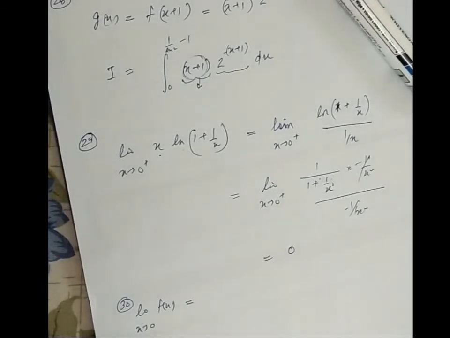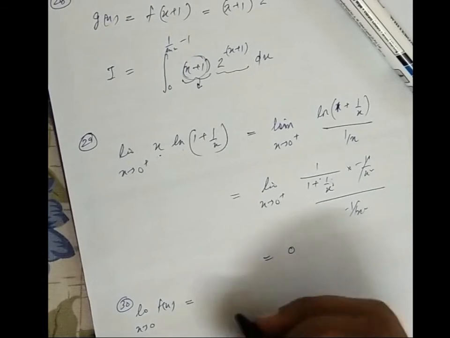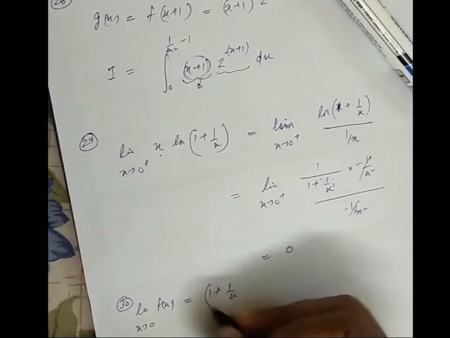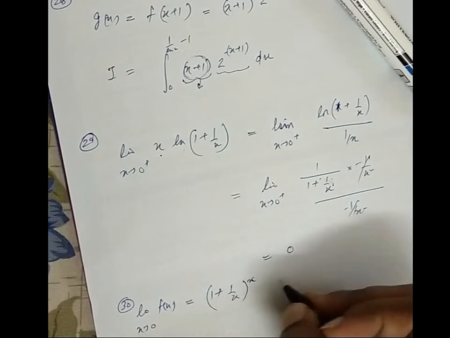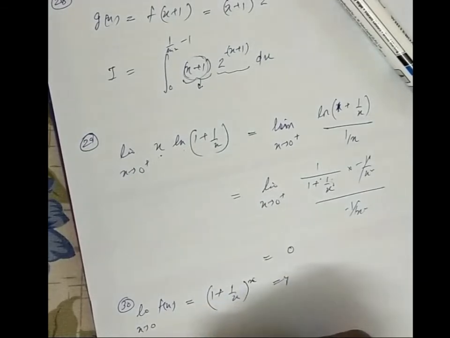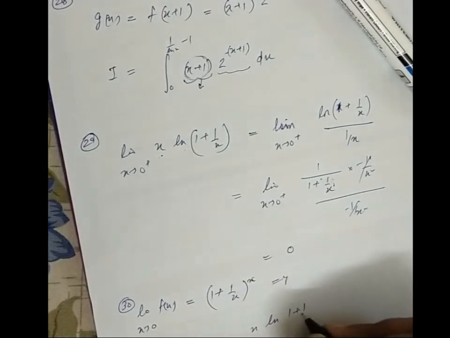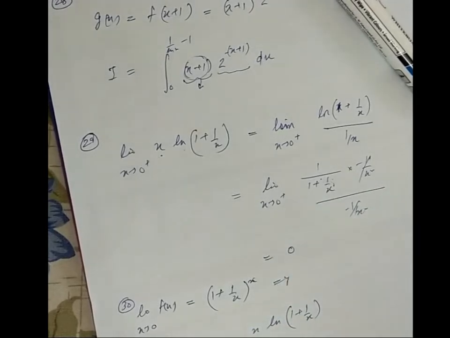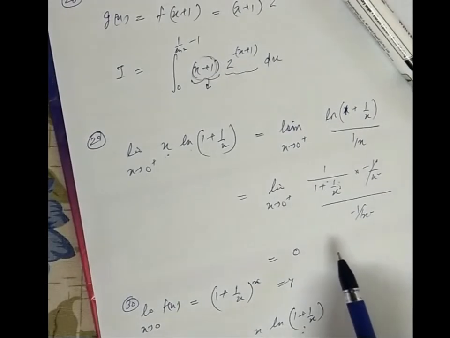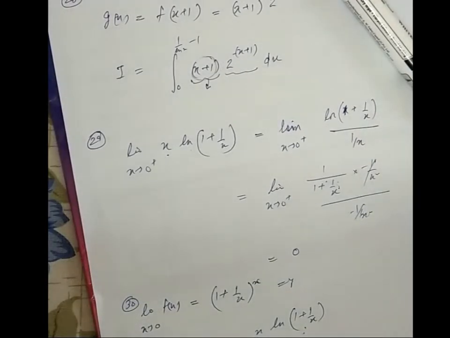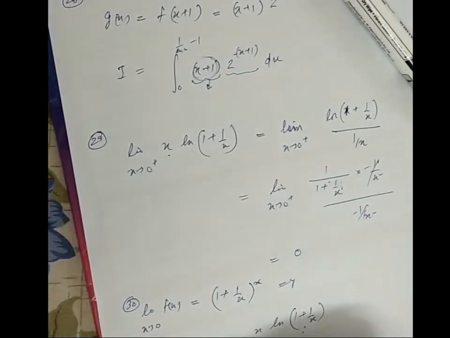Okay, and when 1 plus x power x, x ln 1 plus 1 by x. So now it is 0 into infinity form when x tends to 0. So we can calculate this limit. We have already calculated this limit in the first part, equal to 0. So y would be equal to 1. Okay.